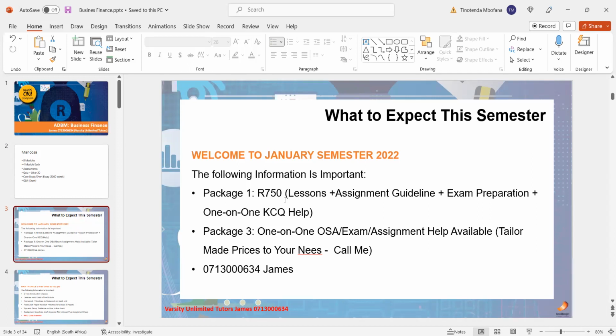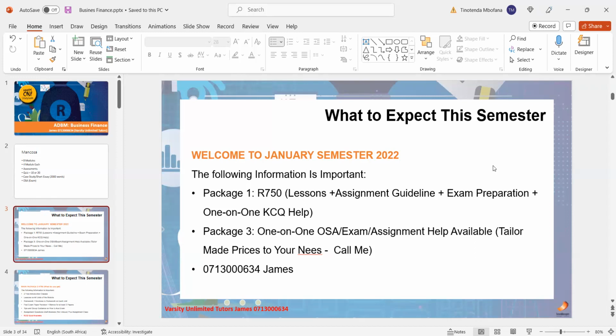The way you pay your 750 is you can pay 250 at the end of February, another 250 in March, another 250 in April. So you can pay in installments. If you say, I want assistance for 2 modules, microeconomics and business finance, which means it's 750 multiplied by 2, which is 1,500, you're paying 500 in February, 500 in March, 500 in April. So you can pay in installments, and it's 750 Rand per module per semester.